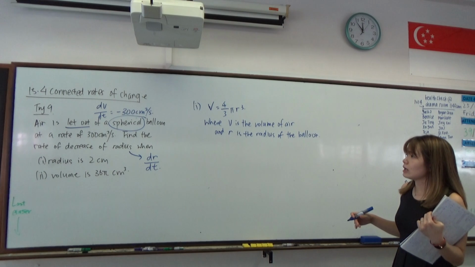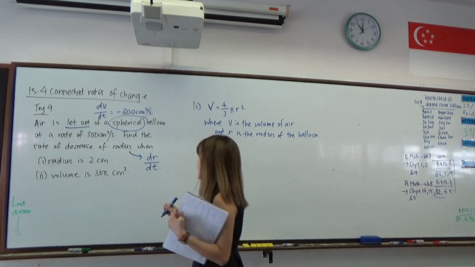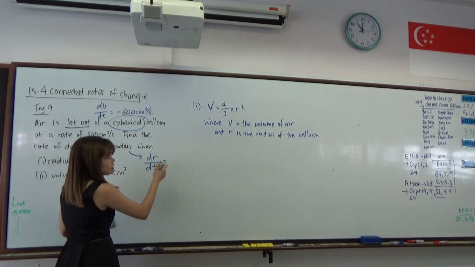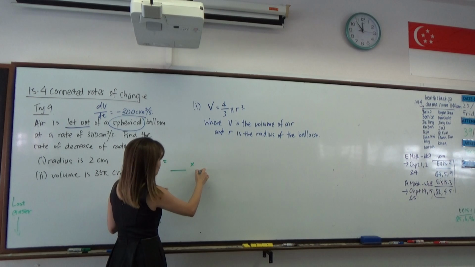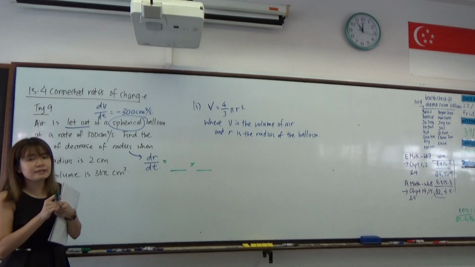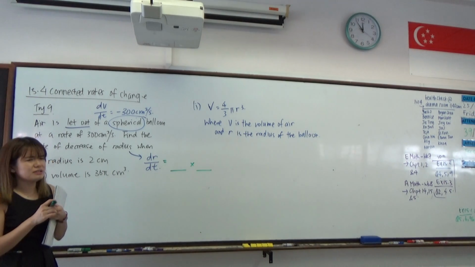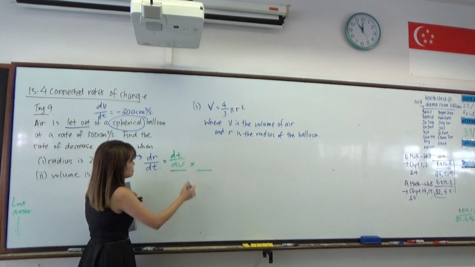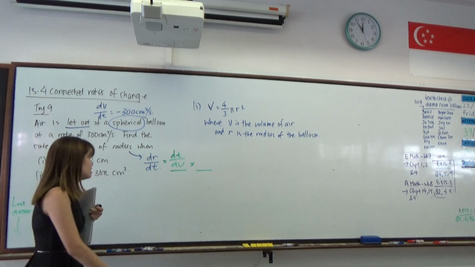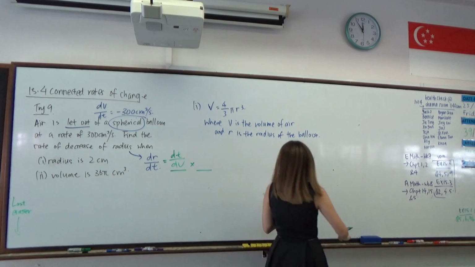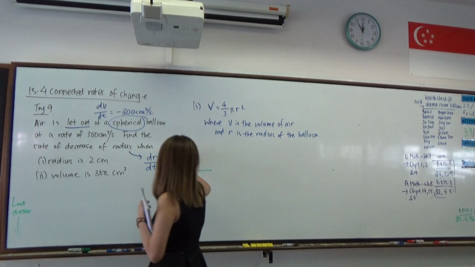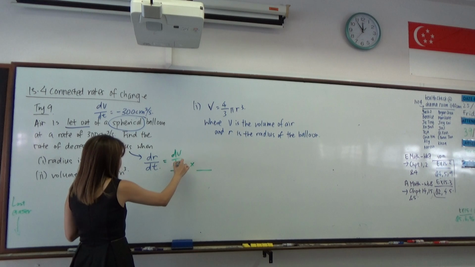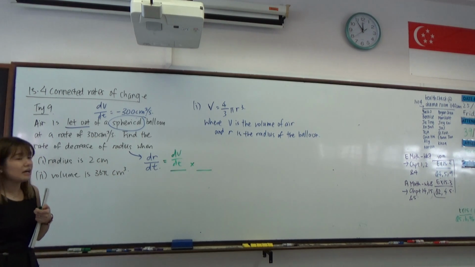Then we want to find dr over dt, so the idea is, dr over dt equals what? What are the two things? We need dr over dt, right? So what are the two parts that we need to have? dr over dv, then dv over dt.